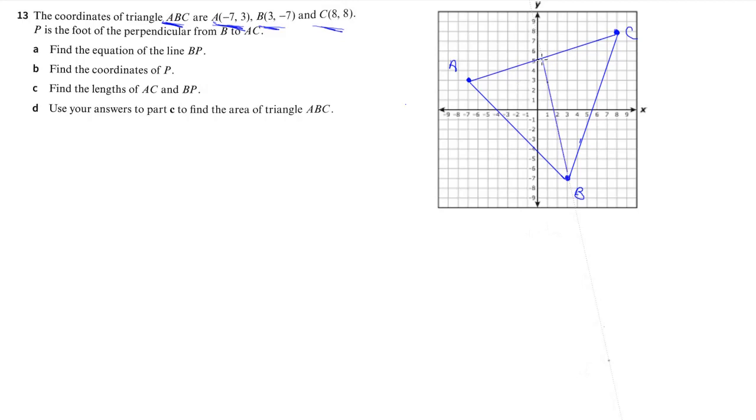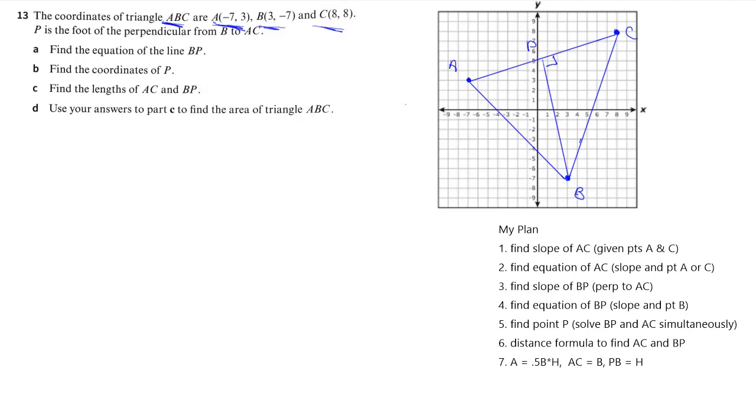And again, I don't have a protractor, so I'm not measuring. That may not be accurate, but the P is going to be somewhere up there and around that area. And I do know it creates a 90-degree angle. So now I'm looking for this point P. And I kind of figure out my plan.